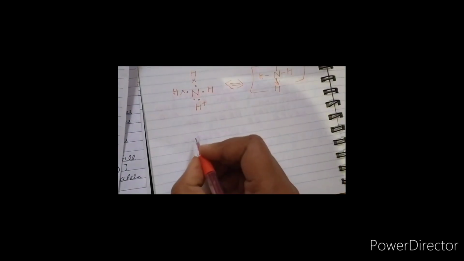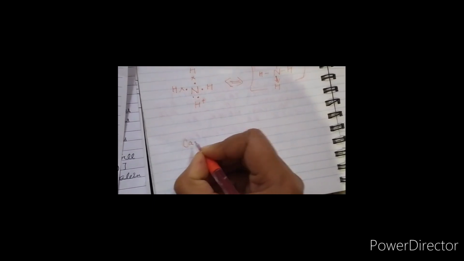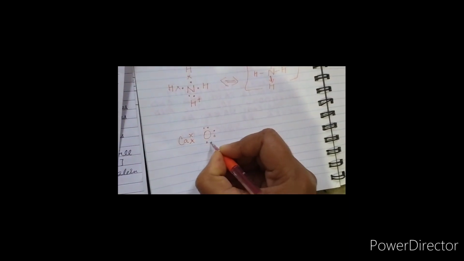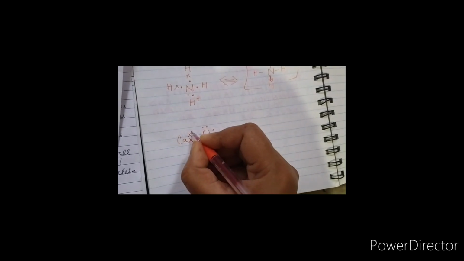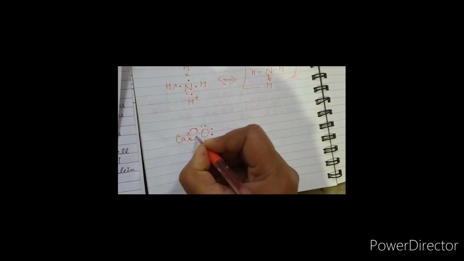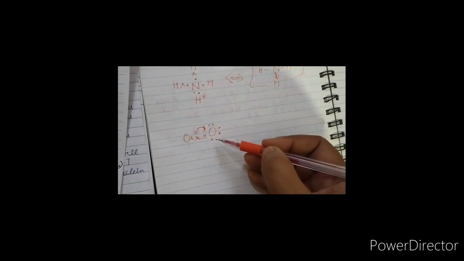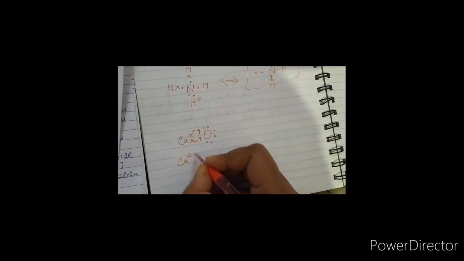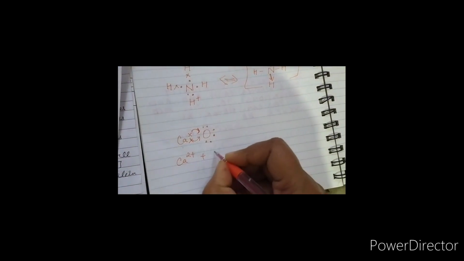Next is calcium oxide. Calcium has 2 valence electrons, so we'll put here 2 valence electrons, and oxygen has 6 valence electrons. Now if calcium gives 2 valence electrons to oxygen, both will have a stable electronic configuration, 2,8,8 and 2,8. And now after this you can also write this Ca2+, since it has lost 2 electrons, and oxygen has accepted 2 electrons, so O2-, which gives you calcium oxide.